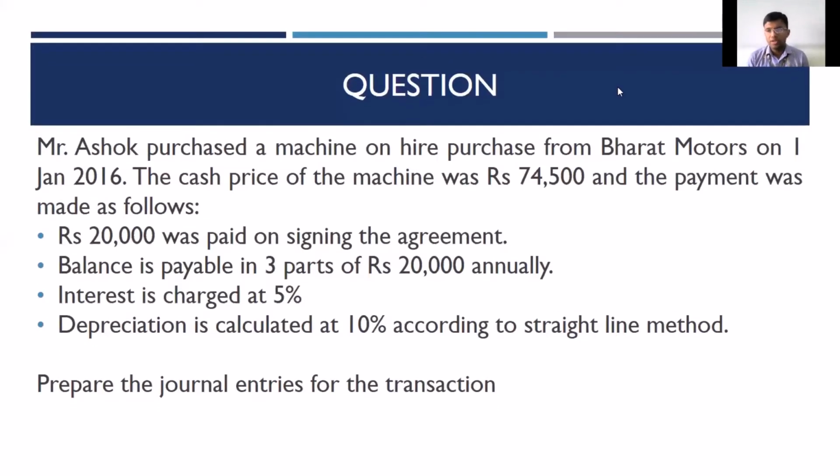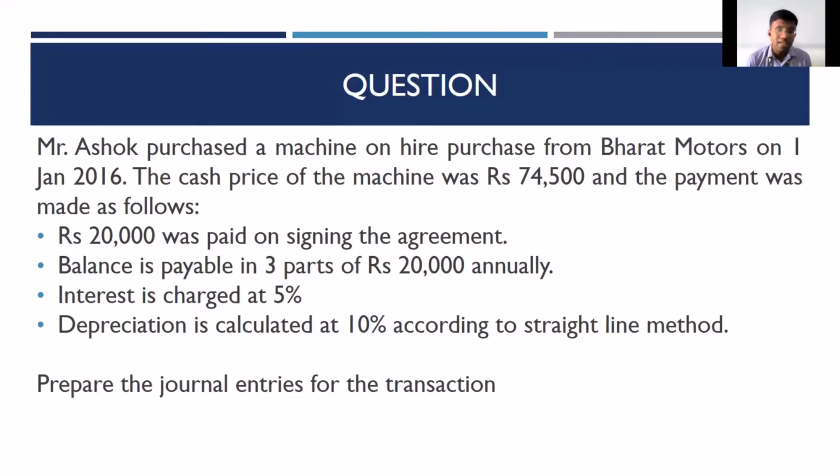In this session, we are working out a question, and the question goes like this. Mr. Ashok purchased a machine on hire purchase from Bharat Motors on 1st Jan 2016. The cash price of the machine was 74,000. The payment was made as follows. 20,000 was paid on signing the agreement. The balance is payable in three parts of 20,000 annually. Interest is charged at 5%. Depreciation is calculated at 10% according to straight line method. Prepare the journal entries for the transaction.